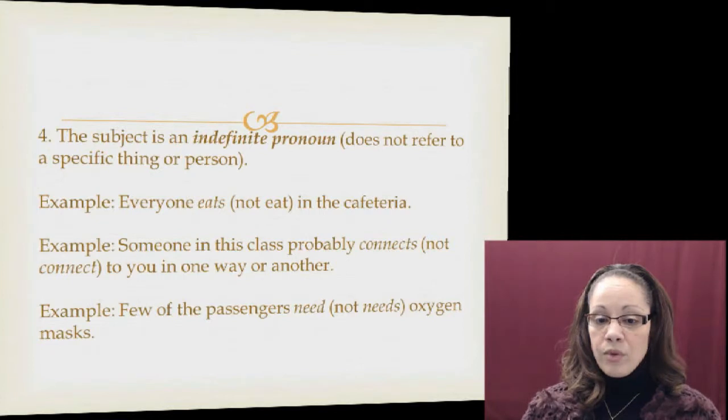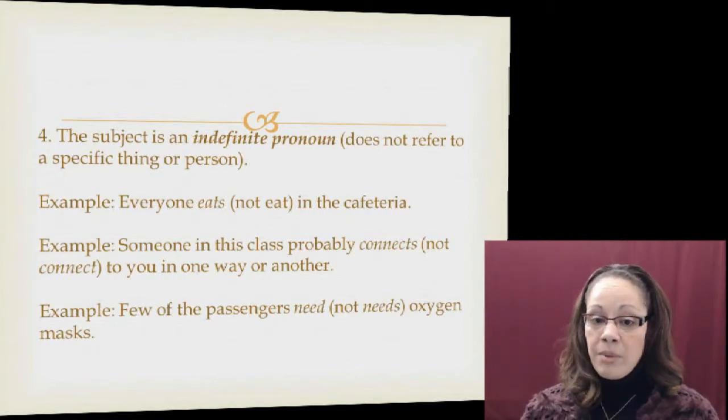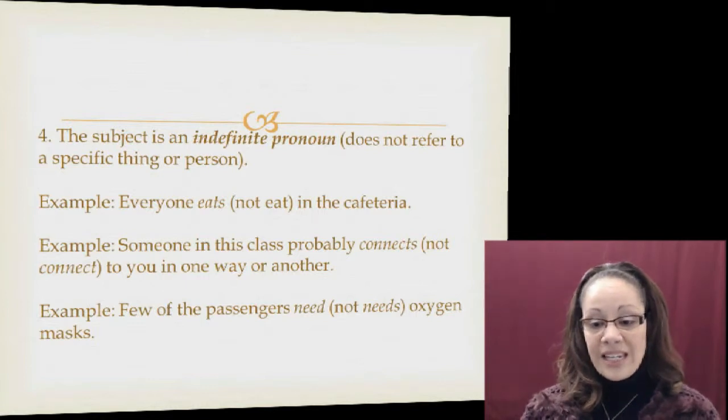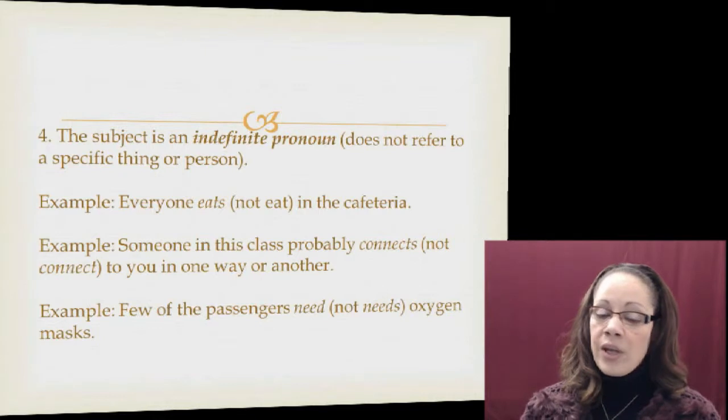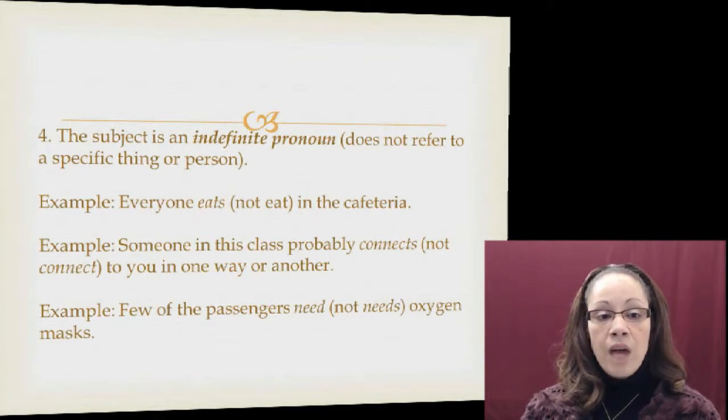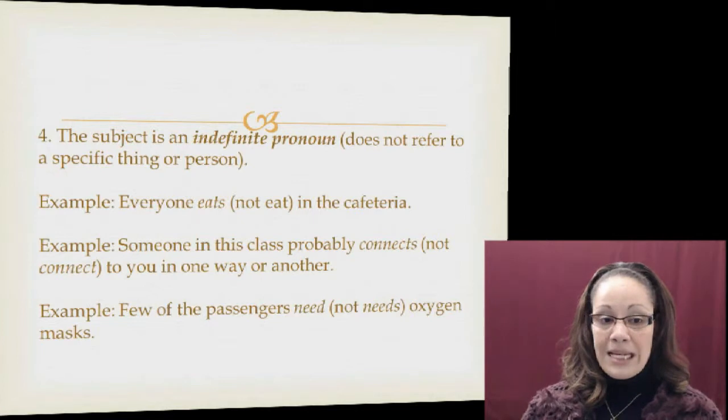Our fourth trouble spot that might give us a little bit of confusion with subject-verb agreement is when the subject is an indefinite pronoun. And I have in parentheses the definition of what an indefinite pronoun is. It does not refer to a specific thing or person. I have an example sentence here. Everyone eats in the cafeteria. We have our verb, eats. Who or what eats? Everyone.